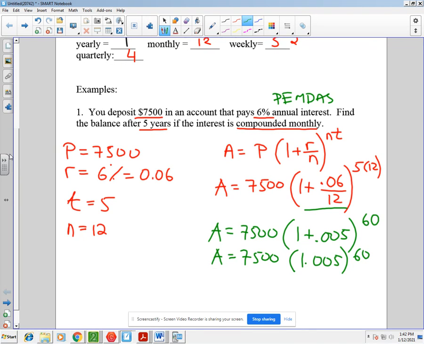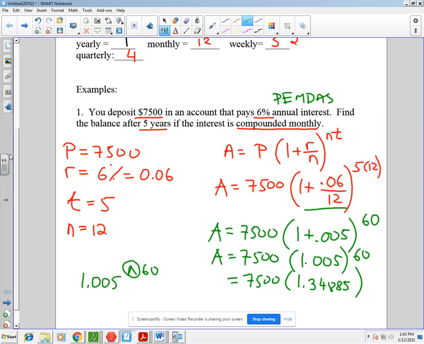So you can use either a TI-83 or you could also use a calculator on your Chromebook. How do I do 1.005 raised to the 60? On the calculator, you have to do 1.005, then the caret, which means exponent, then 60. So what is it? If I raise it to 60 power, I got this number. I bring down the 7,500, and if you do 1.005 to the 60 power, you get 1.34885, and so on.